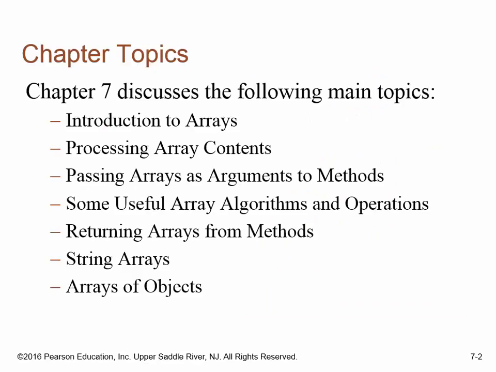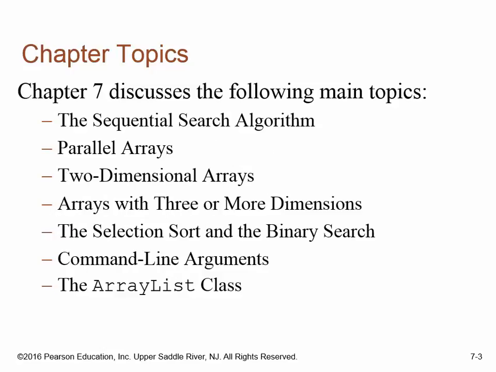So in this chapter, we get an introduction to arrays. We talk about how to process array contents, how to pass arrays as arguments to methods. We go over some useful array algorithms and operations. We return arrays from methods. We talk a little bit about string arrays and arrays of objects. Next, we get into the sequential search algorithm, talk parallel arrays, two-dimensional arrays, arrays with three or more dimensions, selection sort and binary search, a little bit, and this is the only time really in the book the author discusses command line arguments, and that's that actual String[] args that you see in main. And finally, we end with the ArrayList class.